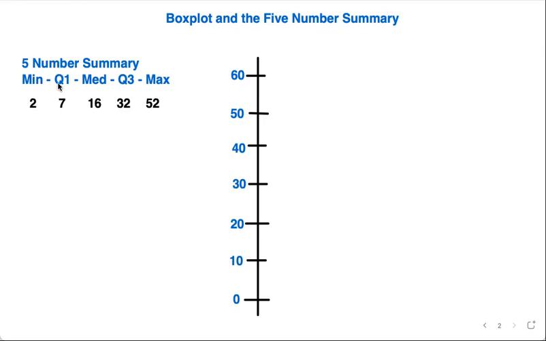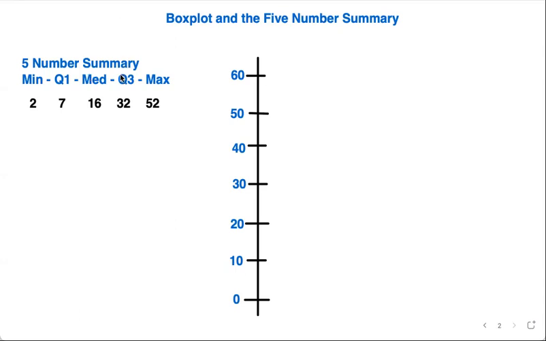Q1 is the first quartile, the lower quartile. 25% is below, 75% is above. It's also known as the 25th percentile. Median is the middle number. It's also known as Q2. 50% below, 50% above. It's known as the 50th percentile.